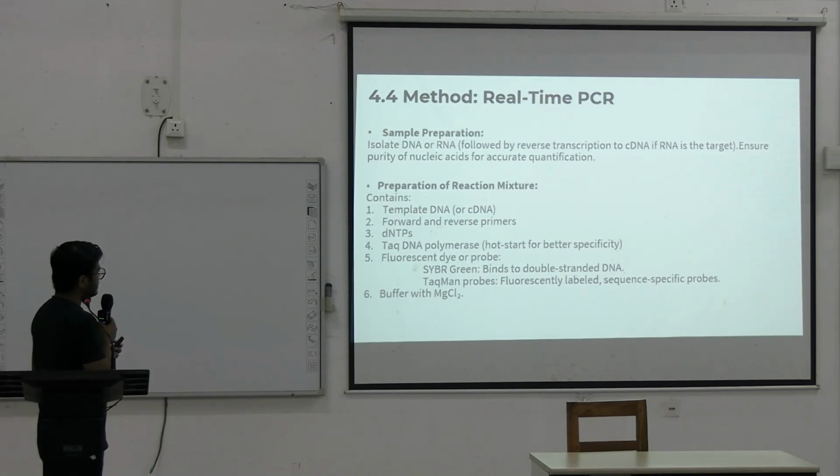Methods of real-time PCR. Sample preparation: isolate DNA or RNA, followed by reverse transcription to cDNA if RNA is the target. Preparation of reaction mixture contains template DNA or cDNA, forward and reverse primers, dNTPs, Taq DNA polymerase, hot start for better specificity, fluorescent dye or probe, SYBR Green binds to double-stranded DNA, TaqMan probes, and buffer with MgCl2.